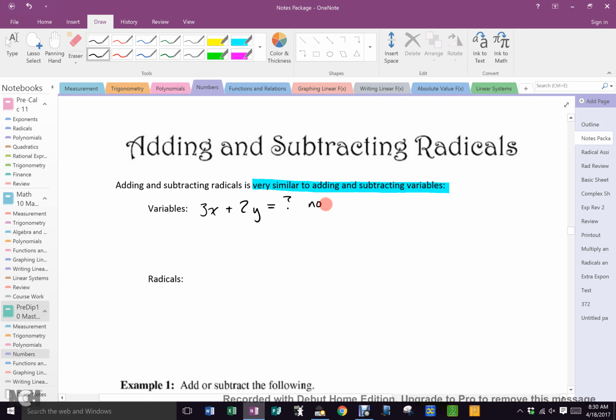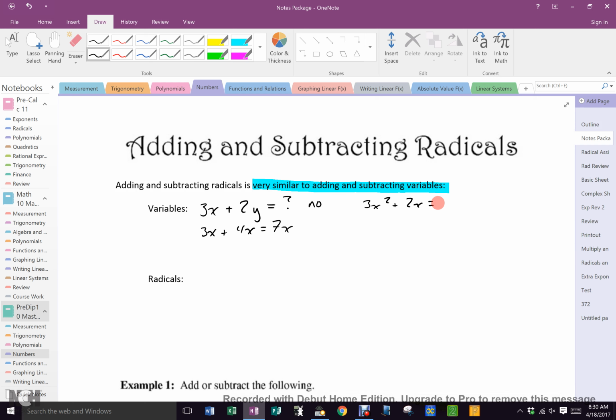Could you do 3x plus 4x? Yes, what would that be? 7x. Well done. Could you do this? 3x squared plus 2x. No, of course you can't. Why? Because they're not like terms.